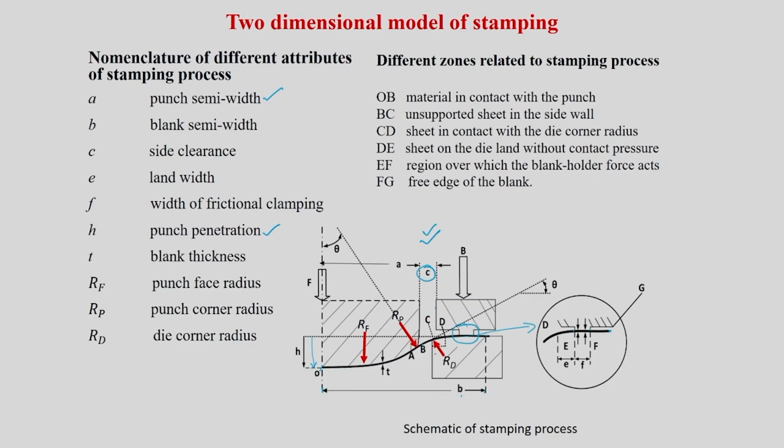Then we have something called E. Okay, A, B, C. Then we are going to call this E. This E is this particular region. We call that the land width.